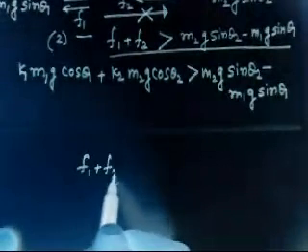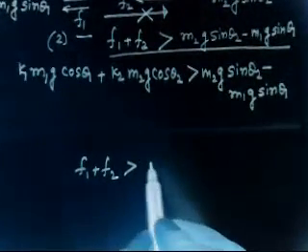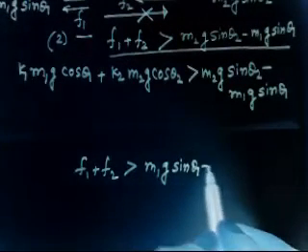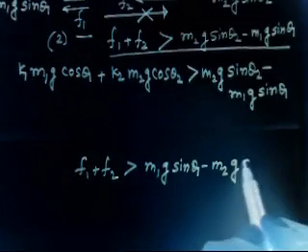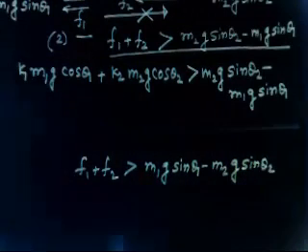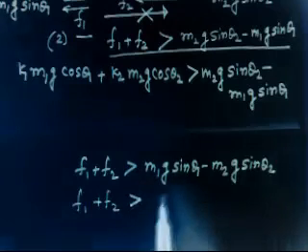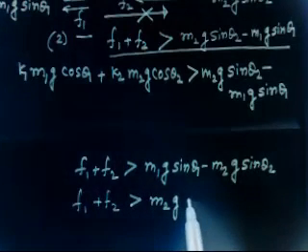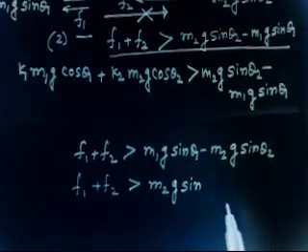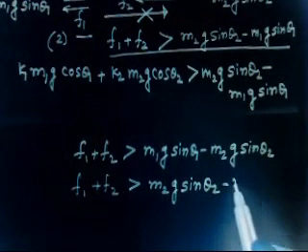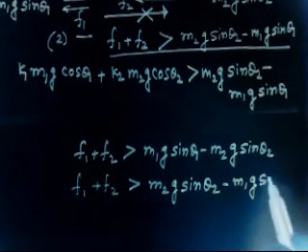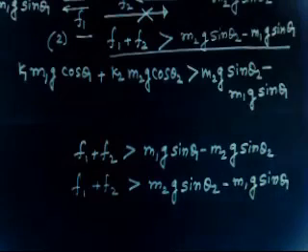I think you are able to write this one. The first inequality is F1 plus F2 is greater than M1 g sin theta 1 minus M2 g sin theta 2. Now the second inequality is F1 plus F2 should be greater than M2 g sin theta 2 minus M1 g sin theta 1.